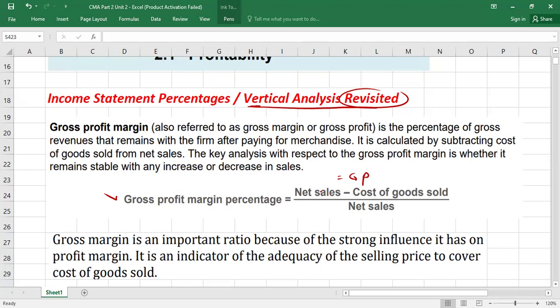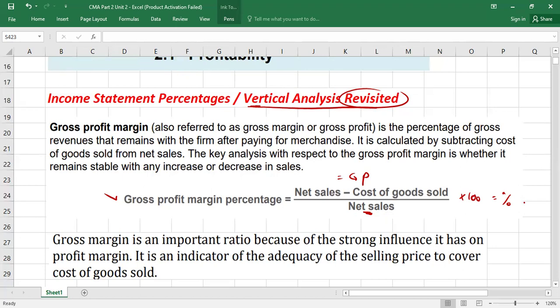So this is how it will be calculated. We need net sales minus cost of goods sold equals gross profit. And that gross profit you will divide by the net sales value and multiply by 100. So you will get the answer in percentage. So this is what is called gross profit percentage.